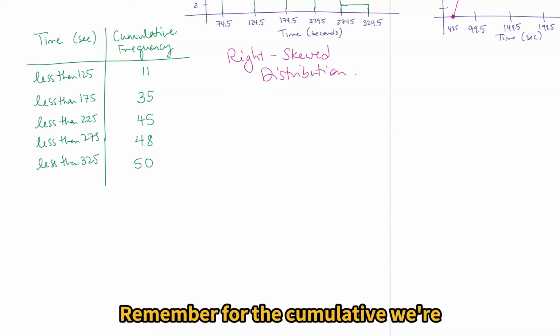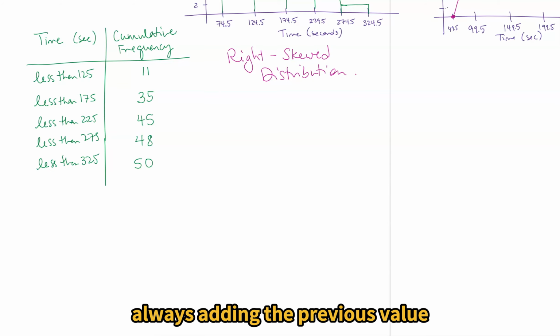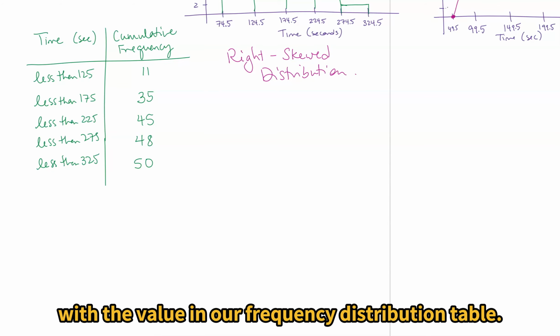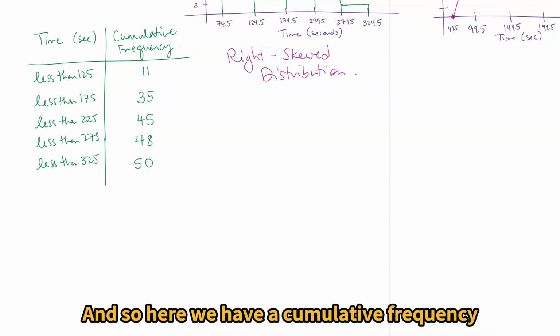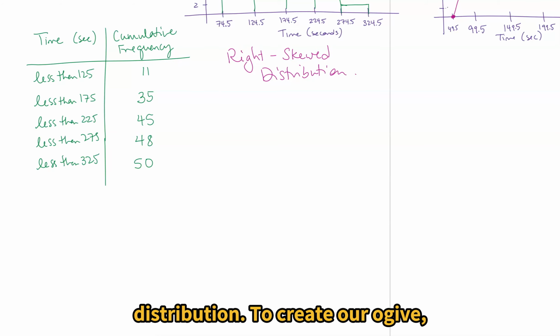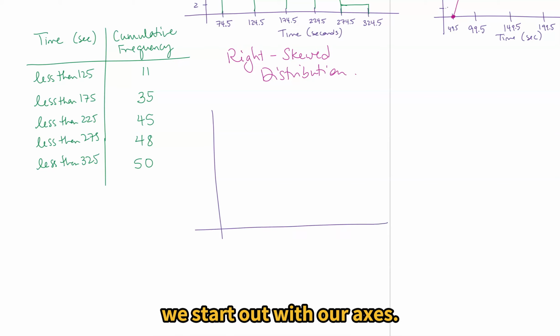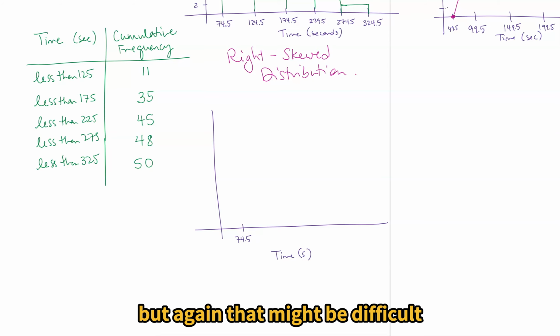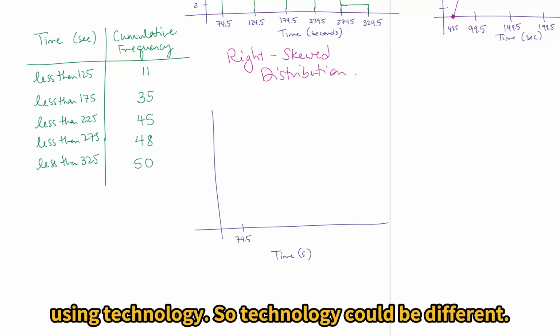Remember, for the cumulative, we're always adding the previous value in our cumulative frequency table with the value in our frequency distribution table. And so here we have our cumulative frequency distribution. To create our ogive, we start out with our axes. We would use class boundaries to label our ogive, but again, that might be difficult using technology, so technology could be different.